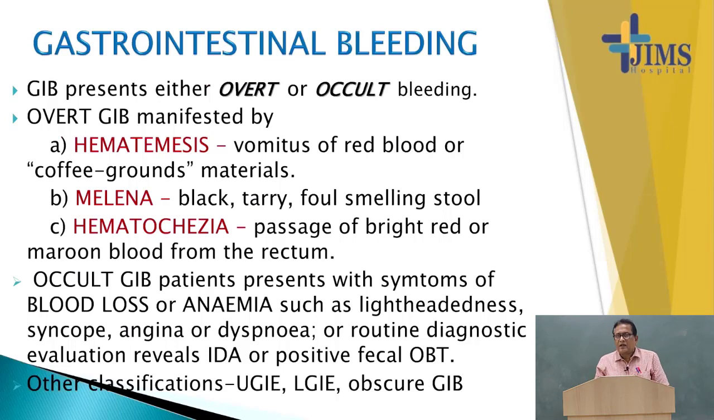Hematochezia characteristically comes from lower GI bleeding. Sometimes, very rarely, it comes from the upper GI when the bleeding is profuse and rapid. Commonly, hematemesis and melena are the two characteristic features of upper GI bleeding. Occult GI bleed patients present with symptoms of blood loss or anemia such as lightheadedness, syncope, angina and dyspnea, or routine diagnostic evaluation reveals iron deficiency anemia or a positive occult blood test.